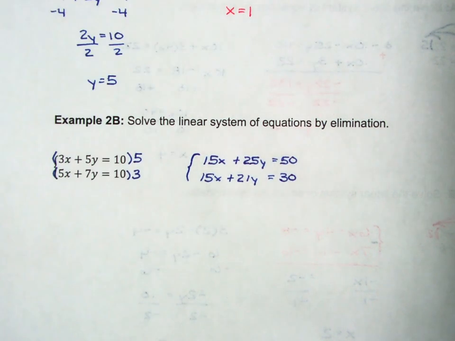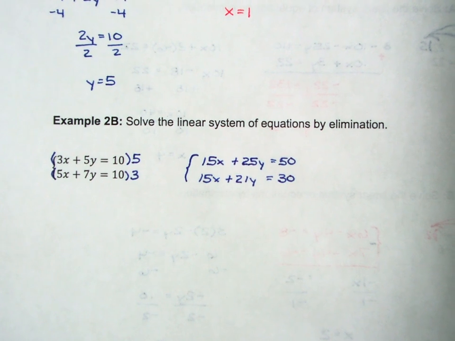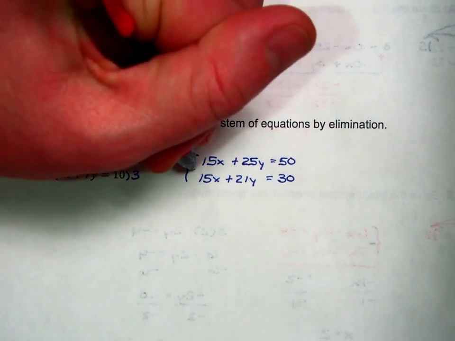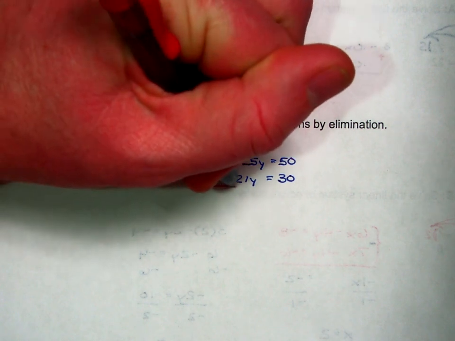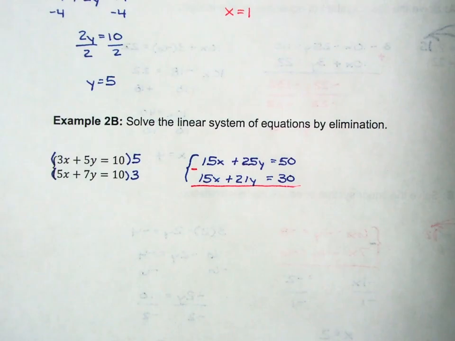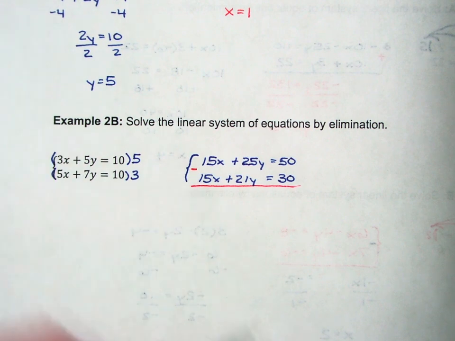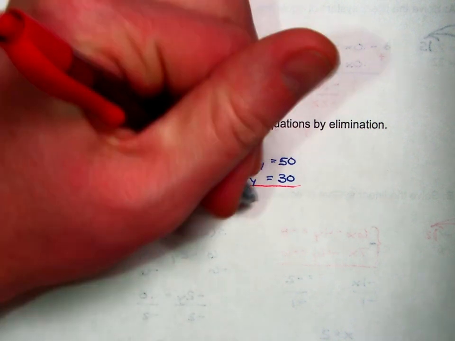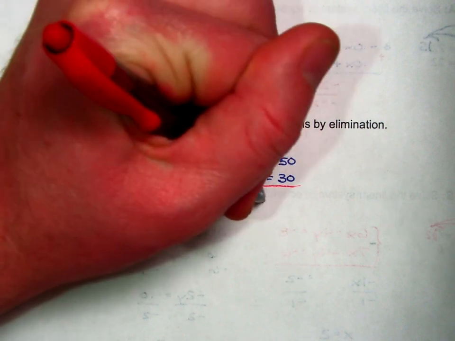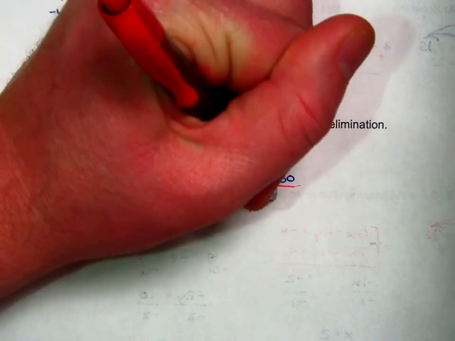The values in front of the x's are the same. They're both positive 15. So if I have the same number in both of them, that tells me that I'm going to do a subtraction problem. If I subtract these two, 15 minus 15 gives me 0. 25 minus 21 gives me 4, so this becomes 4y. And 50 minus 30 now becomes 20.